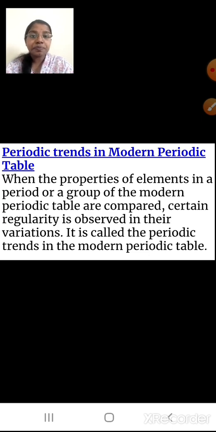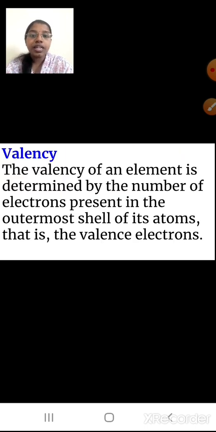Students, here we are going to study only three periodic trends, and starting with, that is the valency. Now what is valency? This concept you have already studied in your previous standard. The valency of an element is determined by the number of electrons present in the outermost shell of its atom, that is the valence electrons.